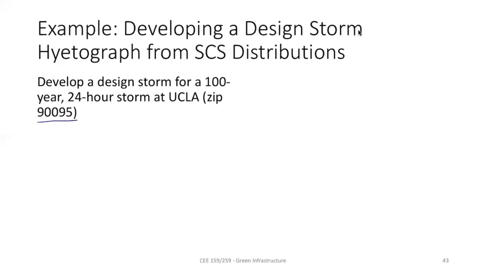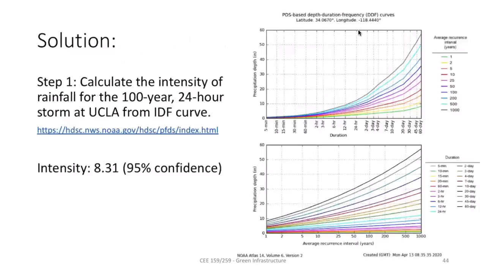for a 24-hour storm. So if you search in your IDF curve, this is the IDF curve that we saw before. You have to do the 100-year storm, which is here, the blue color. But then you have to do 24 hours. So that's 24 hours, and 100 years is the blue one. So the rainfall depth will be around 8.31 in the 95% interval.